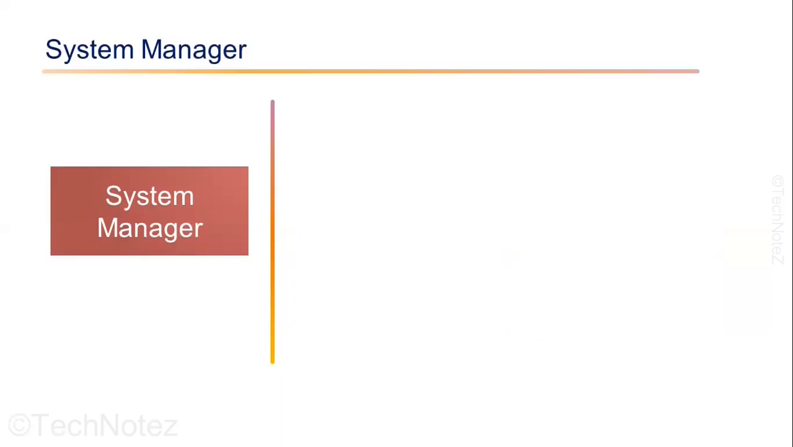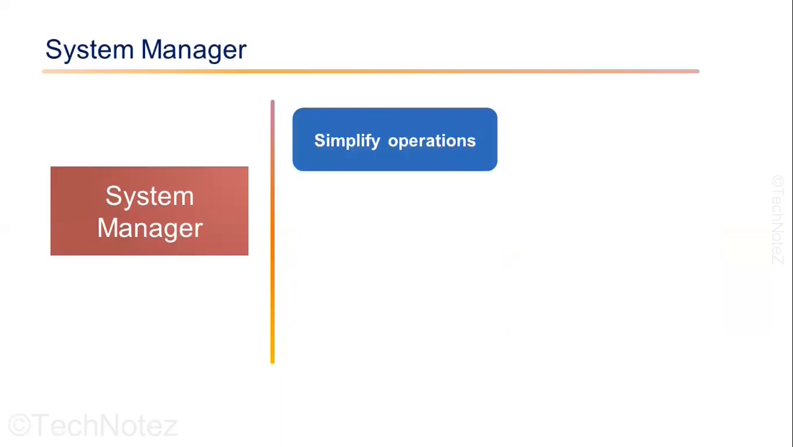System Manager brings lots of benefits for its users. System Manager helps you to simplify the operations. AWS System Manager provides a single interface for managing your AWS resources and applications. That makes it easier to automate the common operational tasks.